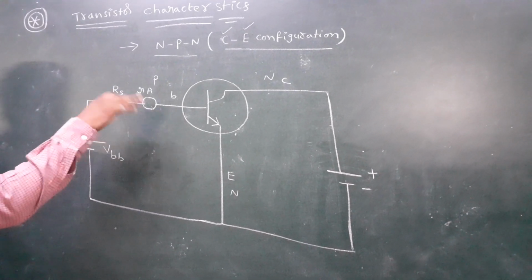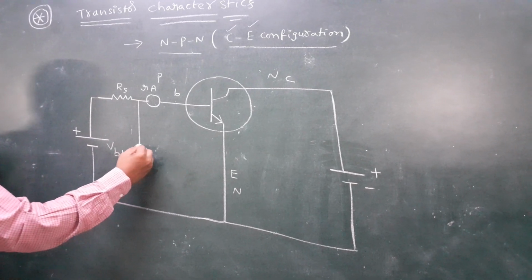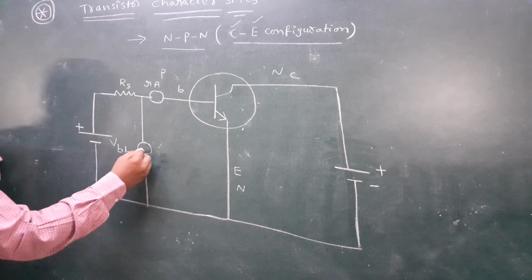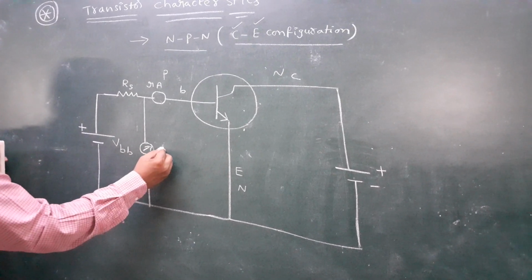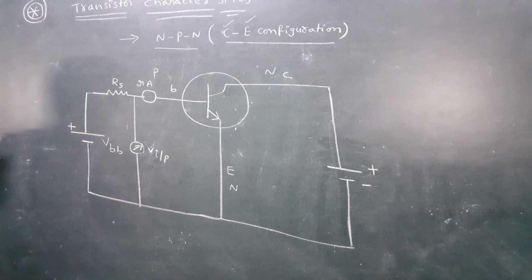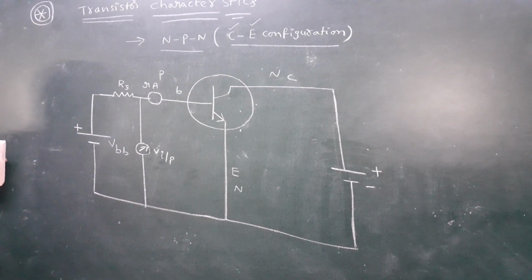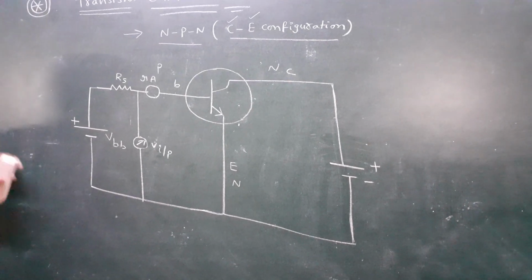Okay, this is the diagram. Here, this is the voltmeter. A voltmeter is a device to measure the voltage. That voltage is the input voltage. This is the input voltage.